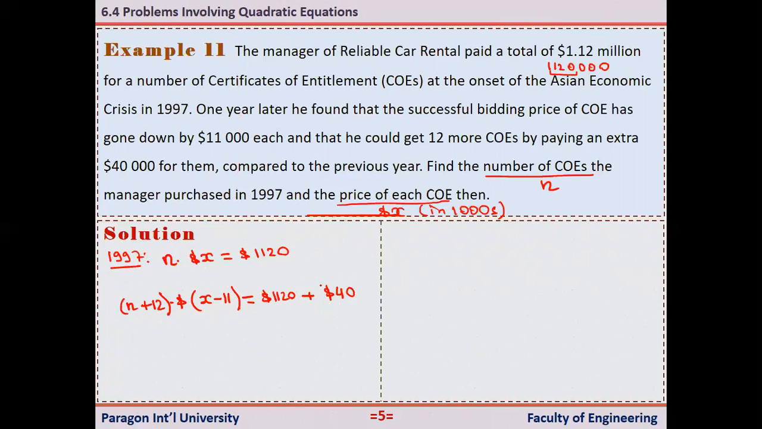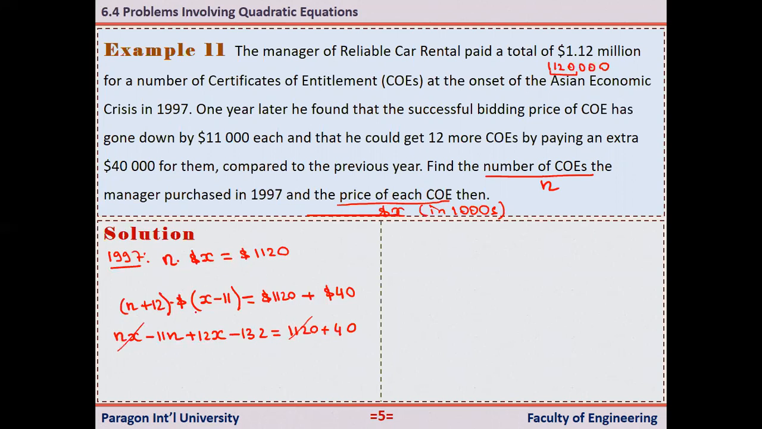So first, the dollar sign, we can just drop it, right? And remove the brackets. Here, n times x gives nx. N times minus 11 gives minus 11n. 12 times x is 12x, and 12 times 11 is minus 132, equals 1120 plus 40. On purpose, I'm not simplifying this, because here we have n times x equals 1120, and on the other side 1120 too. I just cancel out these two things, right?